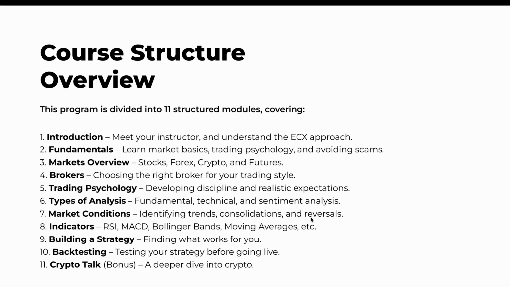So this is the course structure for the starter pack. We have an introduction, we have fundamentals, market overviews where we go over stocks, crypto, forex and futures. We'll talk about brokers that we use. We talk about trading psychology, and I really want you to make sure that you take these things in. We go over types of analysis: fundamental, technical, sentimental analysis. We go over market conditions, indicators, building a strategy, and backtesting that strategy. We also have a bonus where we talk about crypto.